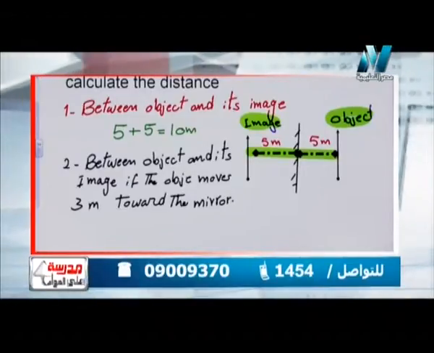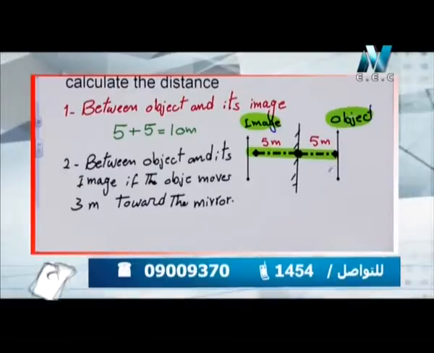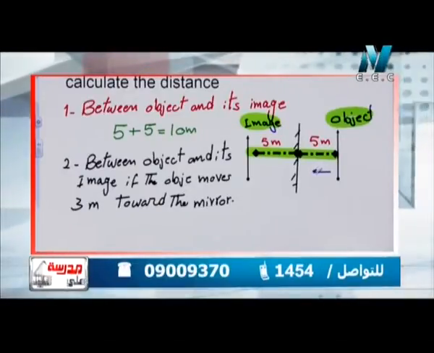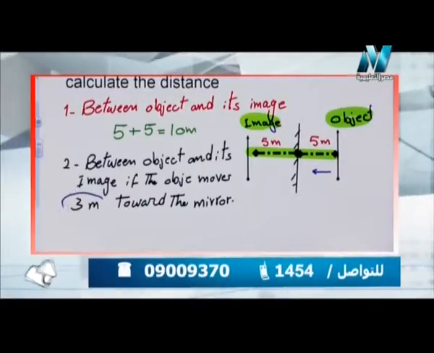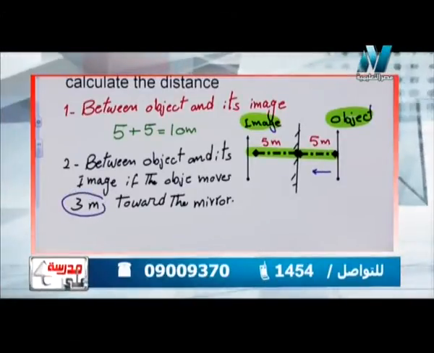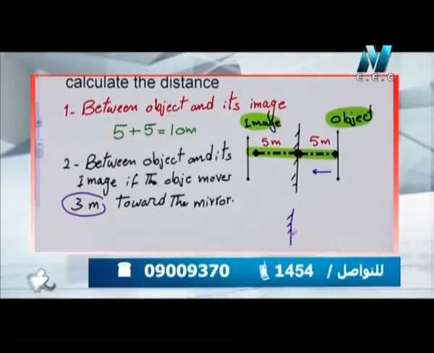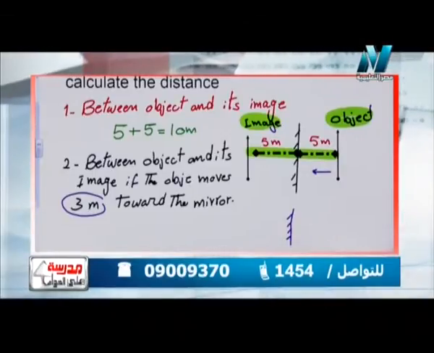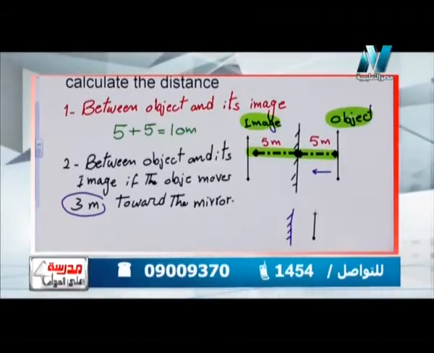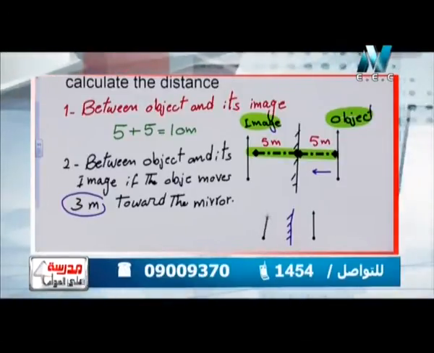So here, in this case, we know the object will move toward the mirror, about how many? About 3 meters. So the new place of the object: we have the mirror here, and here we have the object, and the object changes its place. So the image automatically will change its place.